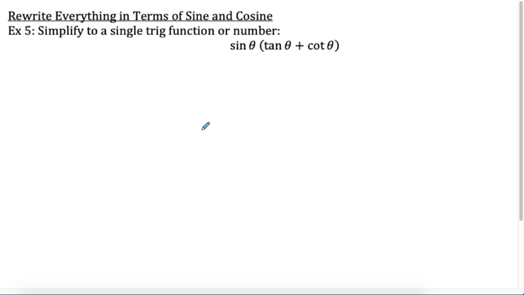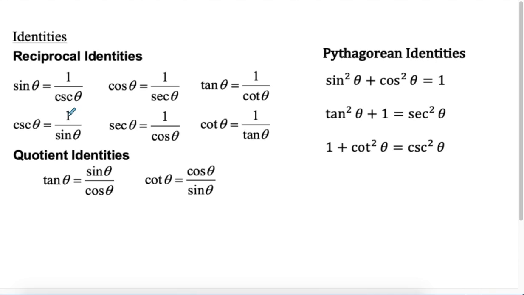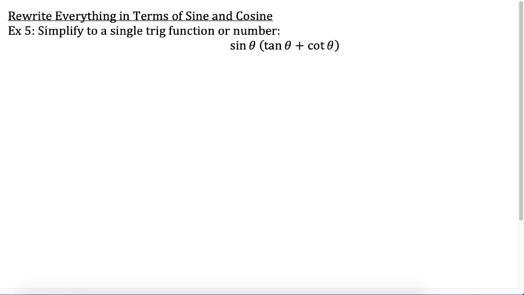Our last strategy that we're going to look at is just change everything to sine and cosine. We can write all 6 trig functions in terms of sine and cosine because we know that tangent is sine over cosine, cotangent is cosine over sine, cosecant is the reciprocal of sine, and secant is the reciprocal of cosine. So all 6 trig functions can be written just in terms of sine and cosine. This is actually probably one of the more popular strategies, just to rewrite everything in terms of sine and cosine and see what you can do from there. So let's go ahead and do that.